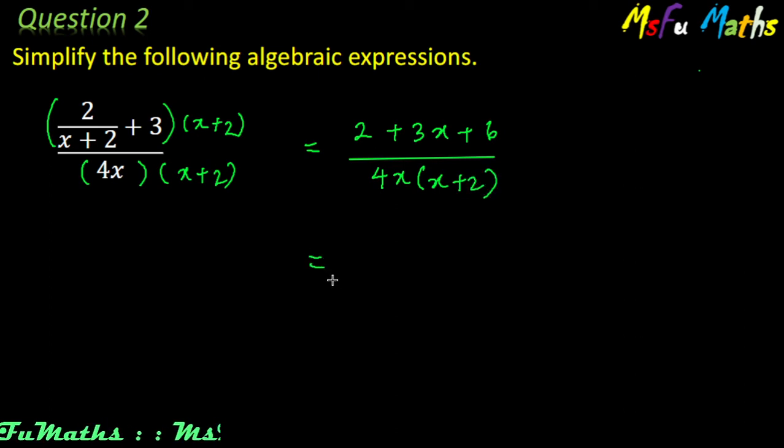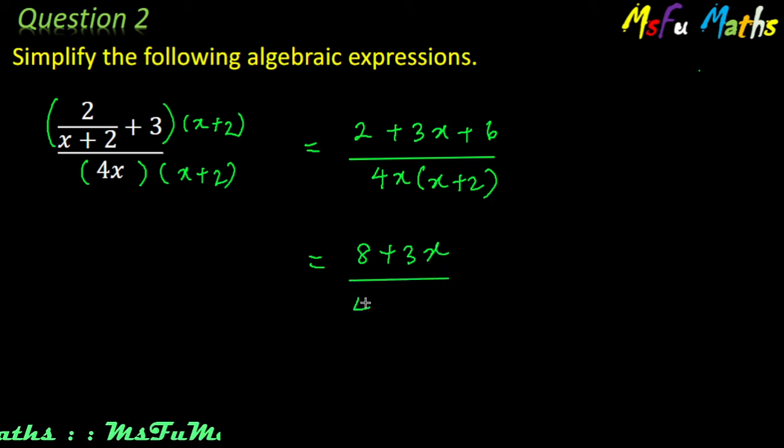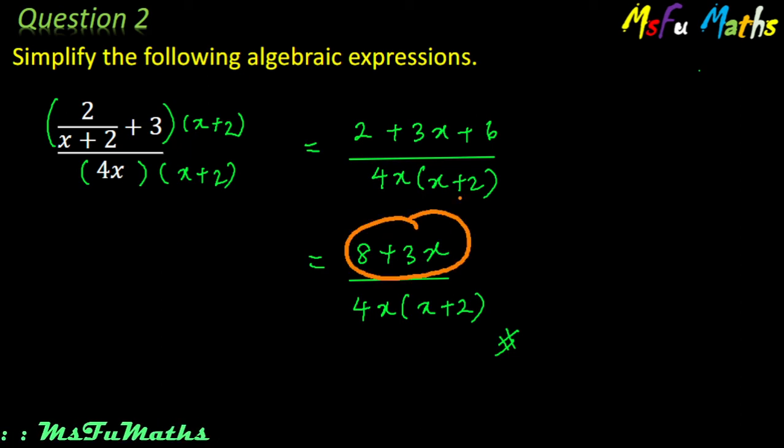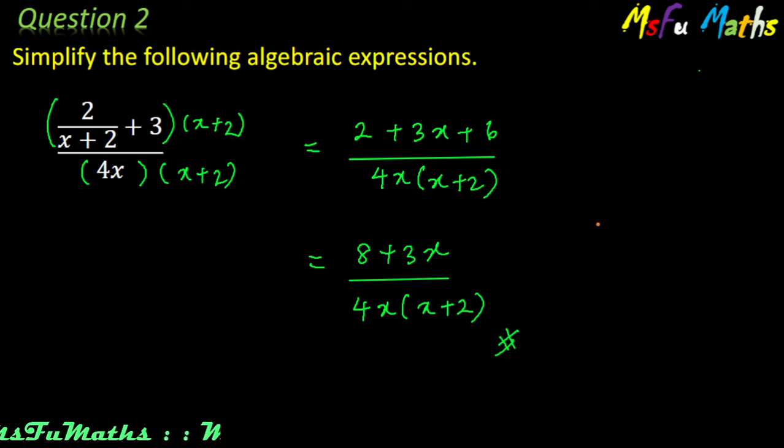I think we can simplify our numerator because we have like terms: 2 plus 6, which is 8. So the answer is 8 plus 3x over 4x times x plus 2. That's it. Because we can't factorize this, this is the simplest form.